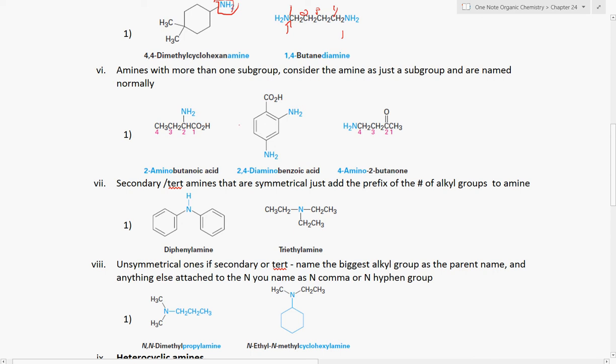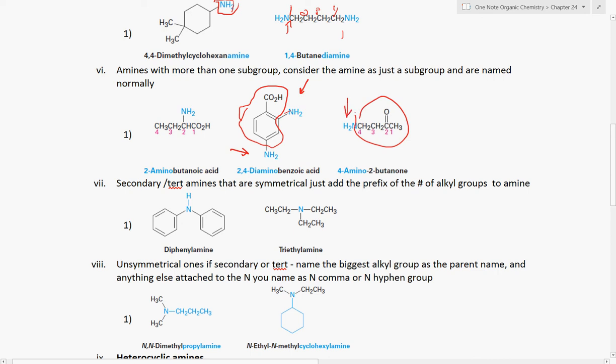2,4-diaminobenzoic acid. Here you have a benzoic acid. And notice that these are named for the lowest locants. So 2,4-diamino, because there's two of them, benzoic acid. And then 4-amino-2-butanone, same thing. You number your carbons, you have butanone here, and an amino group on the fourth carbon.